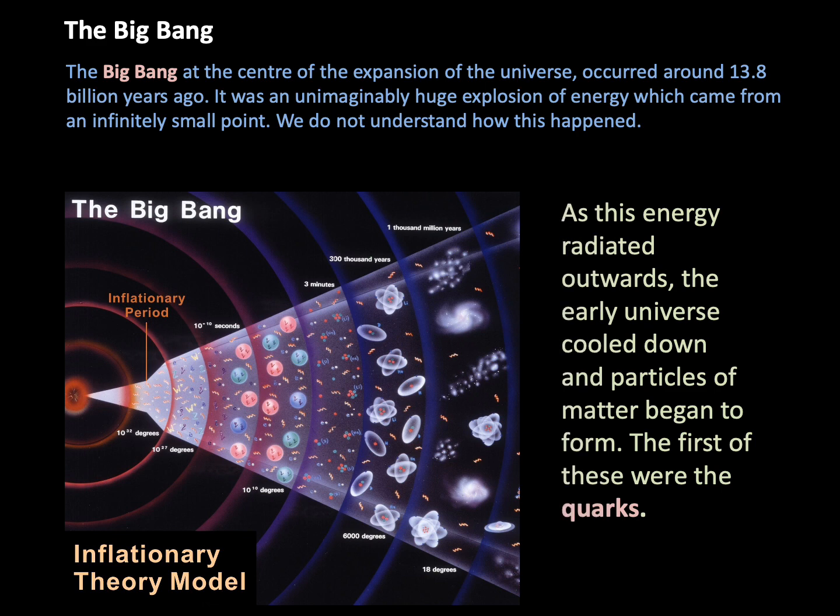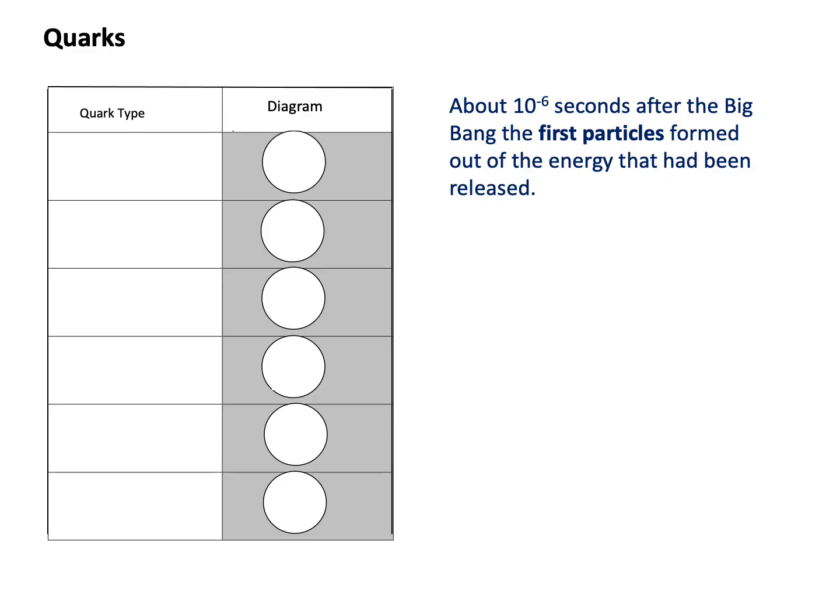However, what we do know is that as all the energy radiated outwards in the early universe, it cooled down. And as you saw in our timeline earlier, particles of matter began to form fairly quickly. And as you saw also, the very first particles were things called quarks. Quarks began to form about a millionth of a second after the Big Bang.